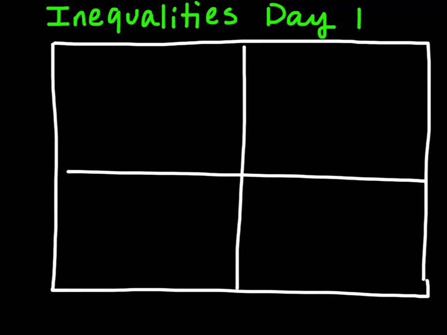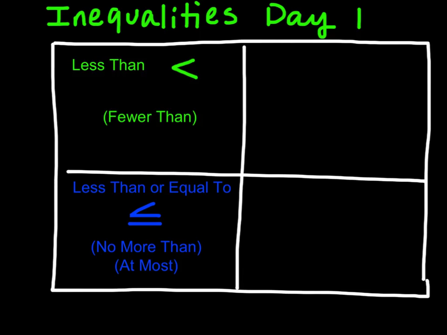So there are 4 types of inequalities that you need to know. The first, we have less than, which also means fewer than. We have less than or equal to, which is a less than sign with a little line underneath it saying that it's also equal to.